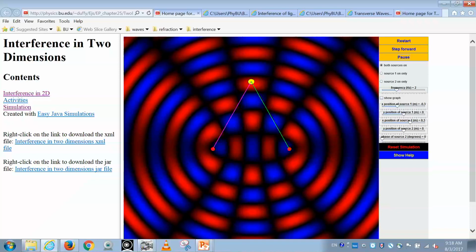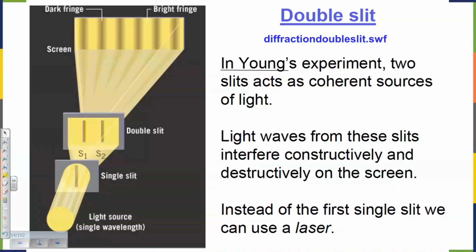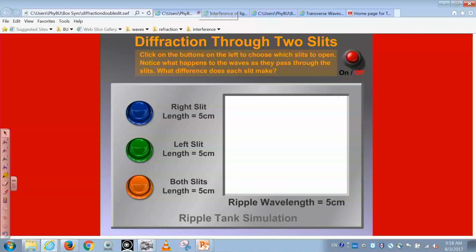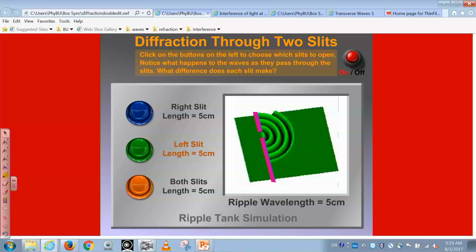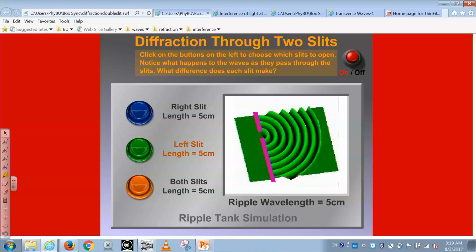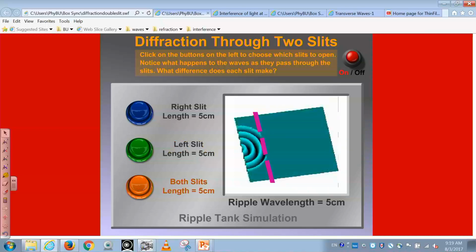The type of that pattern should look like this. So this is a handy applet. Let's say we have one slit. The wave travels through. You can try it at home. You just need water in a pan. That's basically an experiment I did yesterday with water. And now we have two slits.